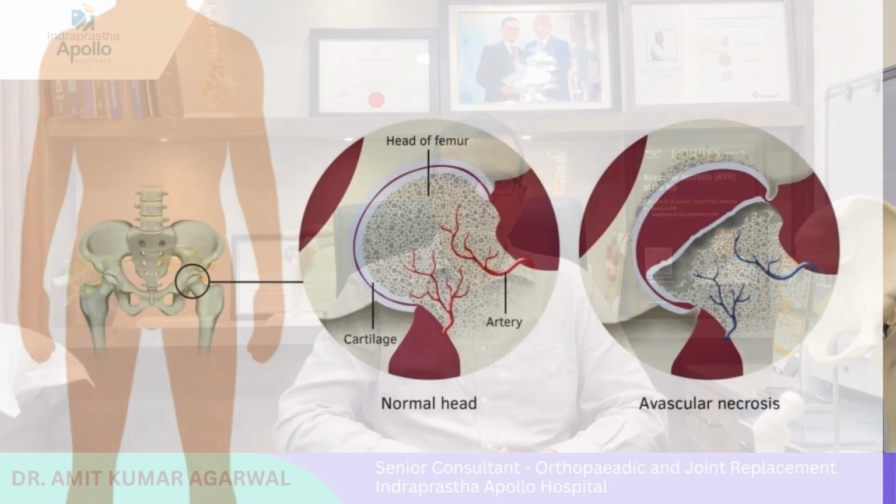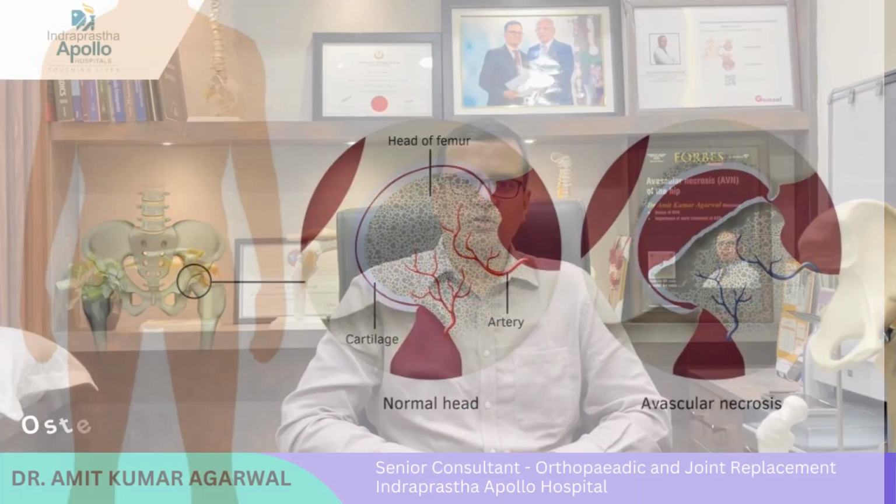Friends, I am going to talk about avascular necrosis of the hip. It is also known as osteonecrosis. Actually, avascular necrosis is a misnomer because it's not only the avascularity which leads to the necrosis of the bone, but it's actually multifactorial.